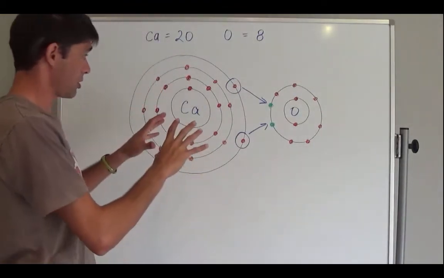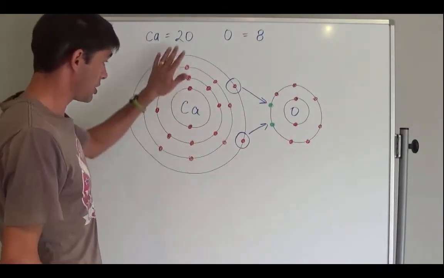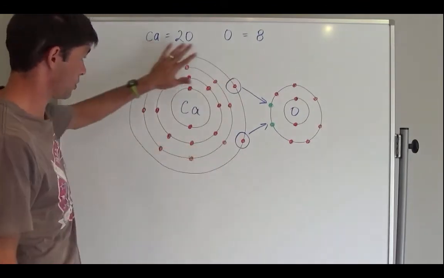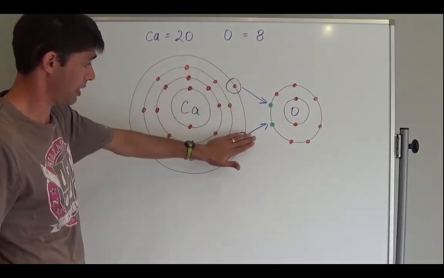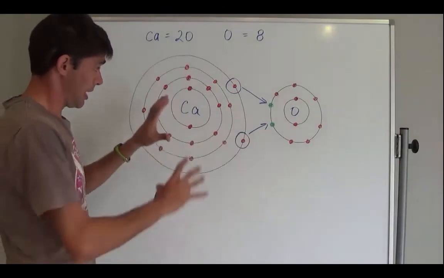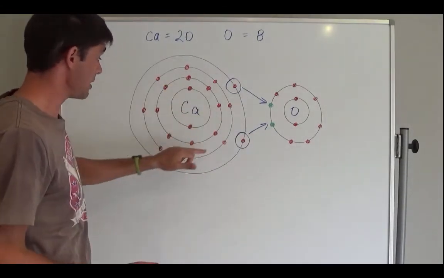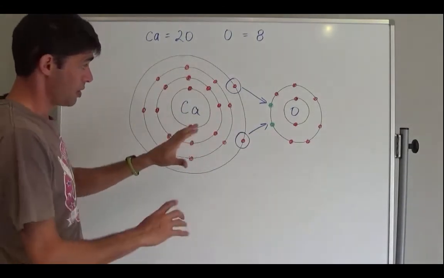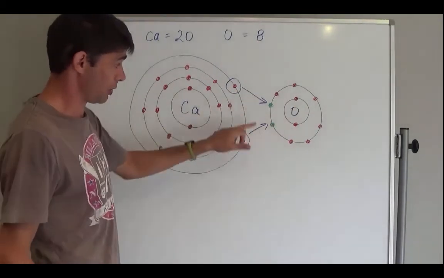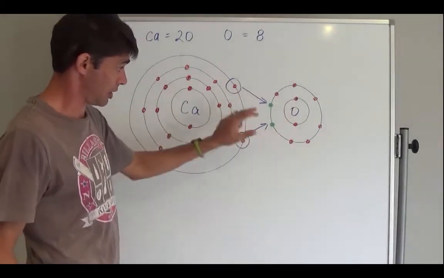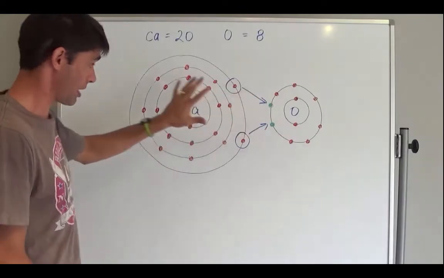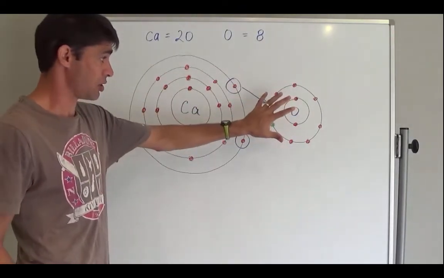So let's have a look at those outside shells. This outside shell for calcium will disappear. That electron and that electron will disappear, and as a result it will have 8 in its outside shell. Oxygen now has gained 2 electrons, so it had 6 and now it's got 8. So calcium is happy and oxygen is happy.